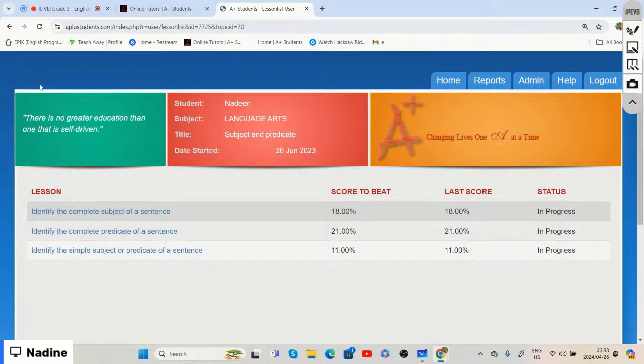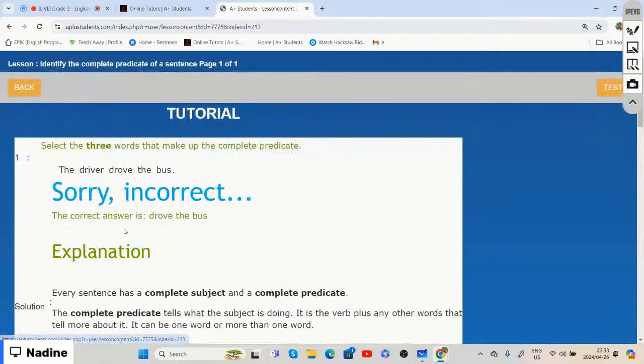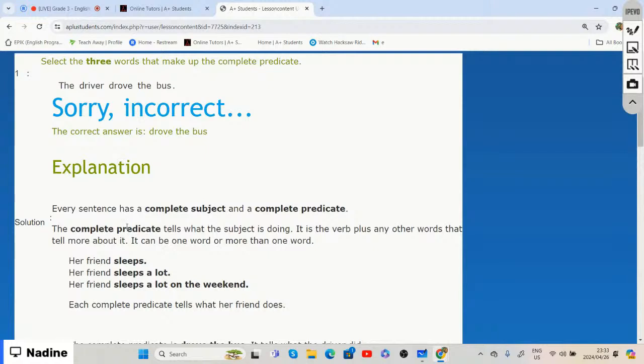All right, so now we're going on to identify the complete predicate of a sentence. The predicate tells what the subject is doing. We have now identified all of the subjects, but now we need to say what the subject is doing. We're basically going to be identifying the verb, the action that the subject is doing. So the complete predicate tells us what the subject is doing. It is the verb plus any other word that tells us more about it, and it can be one word or more than one word.